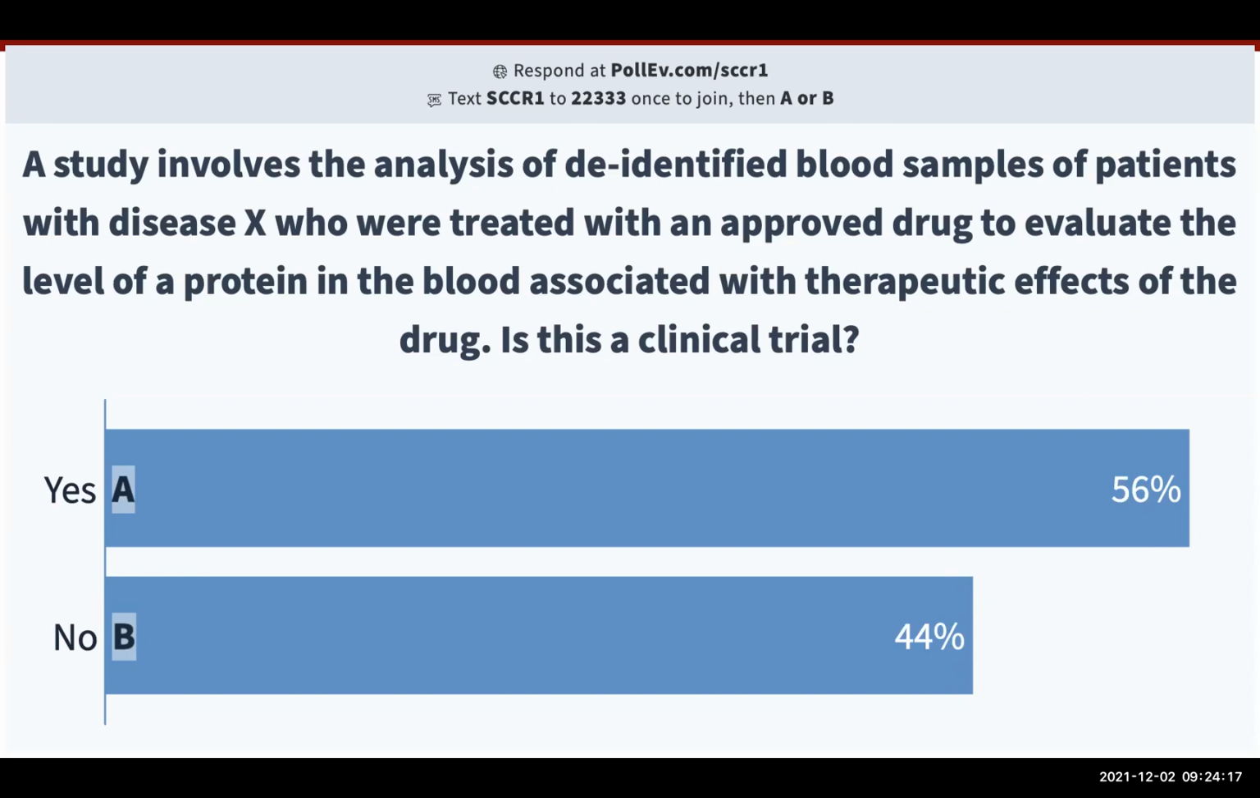Okay, so this is not a clinical trial. So these patients were treated with an approved drug, so we're not looking at any sort of investigational new drug. All of the samples are de-identified, so they cannot be linked back to a participant. And the research is just looking to see if that drug affects this protein in the blood. So again, de-identified information, it's an approved drug. This would not be considered a clinical trial.